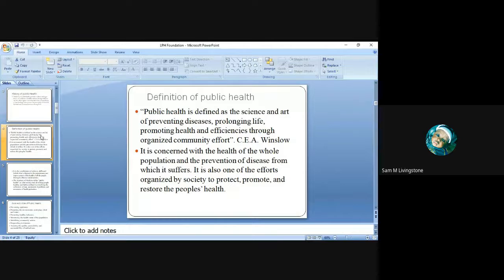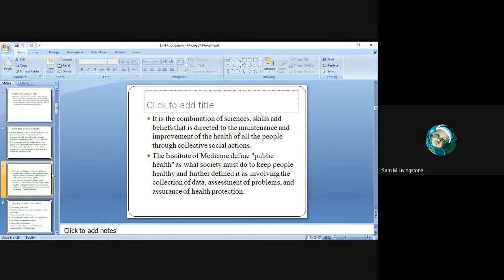As you go along the line, you will see a diagram where you will need to see clinical medicine versus community or public health. Public health is a combination of skills directed towards the maintenance and improvement of health for all people through collective social action. Youth groups and school clubs can be organized as an implementing force to achieve one of the primary aims of public health: prevention.